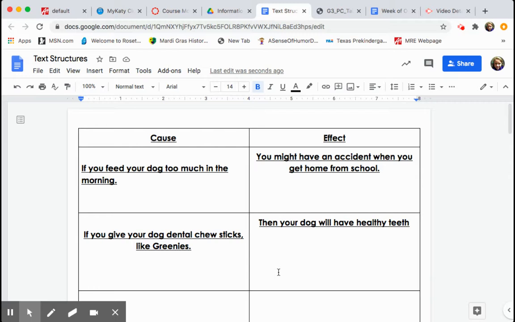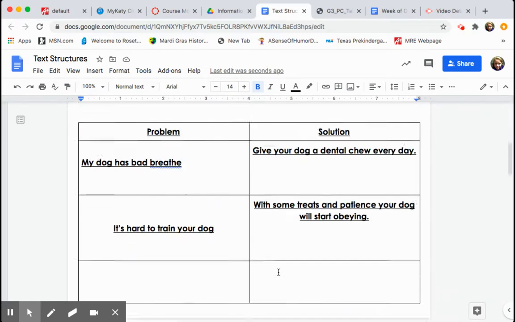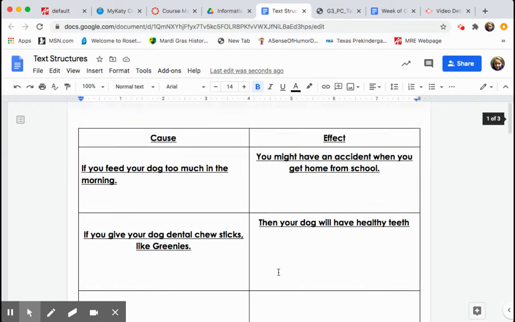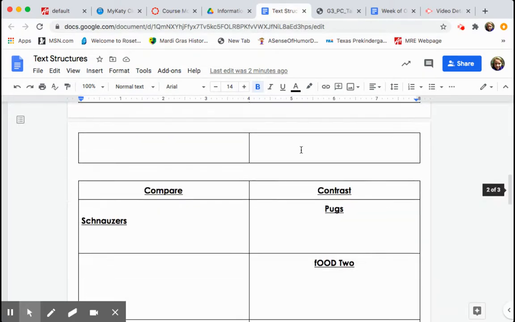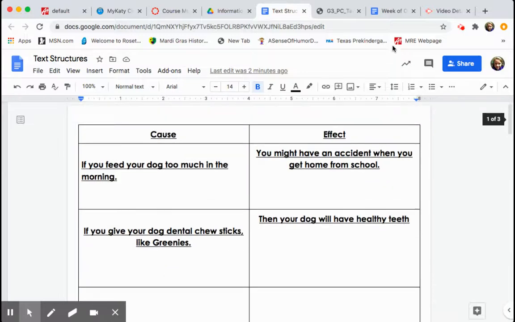And I want you to think about two different structures that you could use to organize your story. Okay, and so this is uploaded in your Canvas, and you can either print it, or you could just do a T chart in your notebook, and that's completely fine.